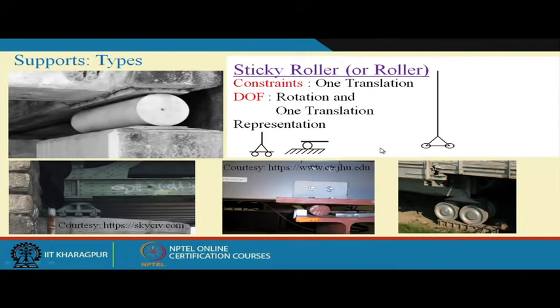Now, if the structure is three dimensional, then the concept of fixed support, hinge support and roller support are equally valid. But in that case, when you talk about translation, you have to talk about three translations, and when you talk about rotation, there are three rotations. Then the characteristic of the support will be based on three translations and three rotations, but the definition of these different kinds of supports remains the same.